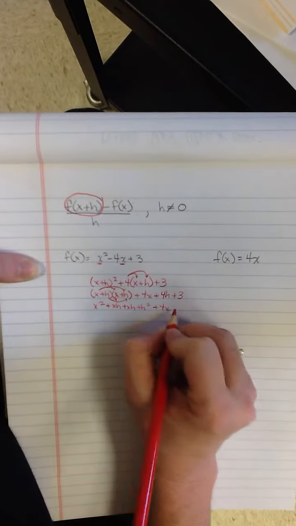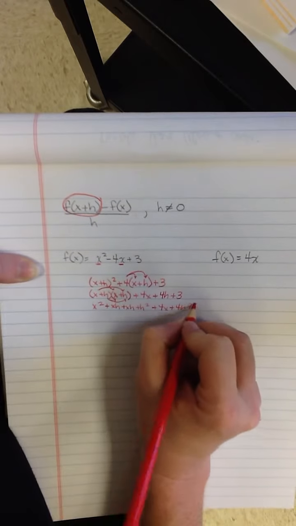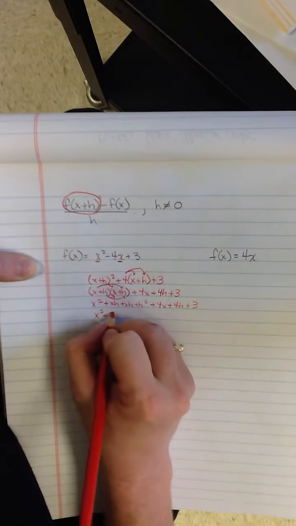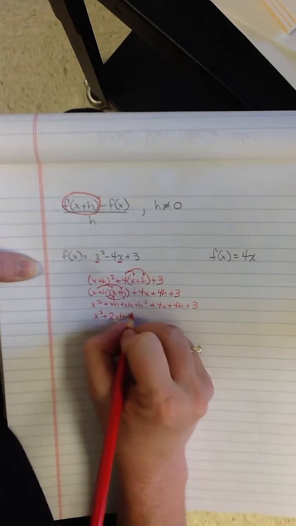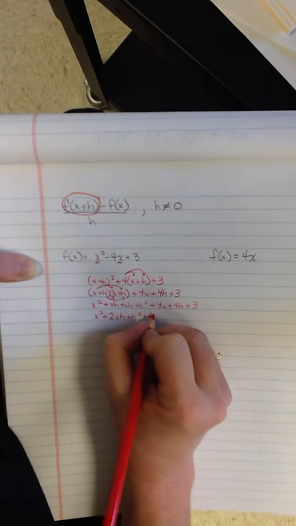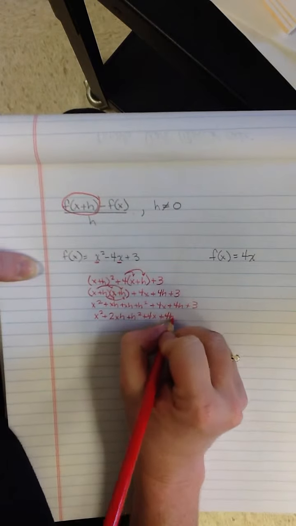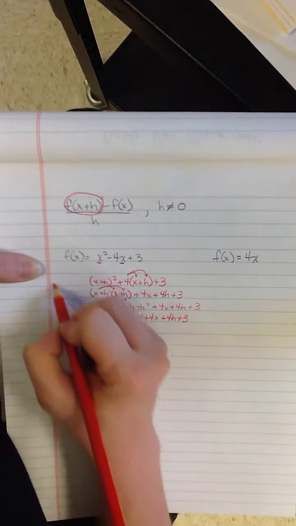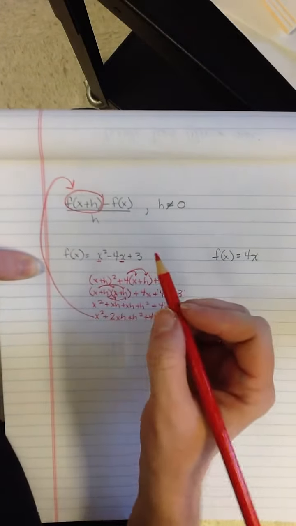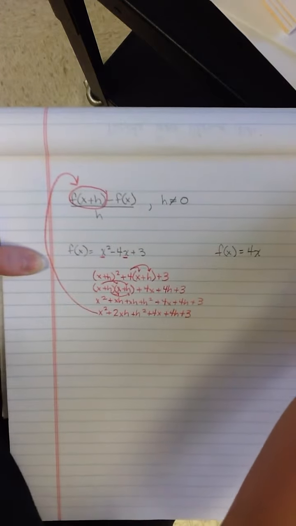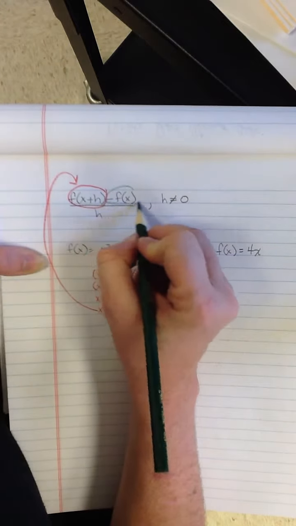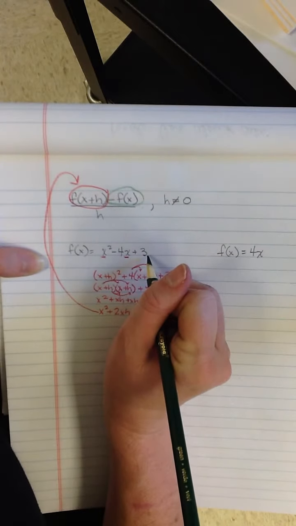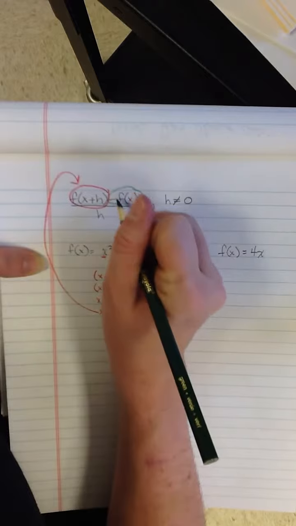And now if it will simplify, I can simplify all of that. So I have x squared plus 2xh plus h squared minus 4x minus 4h plus 3. All of that is going to replace this. But I still need to do this piece: negative f of x. So I'm just going to take my function and make it negative, because that's what this is instructing me to do.